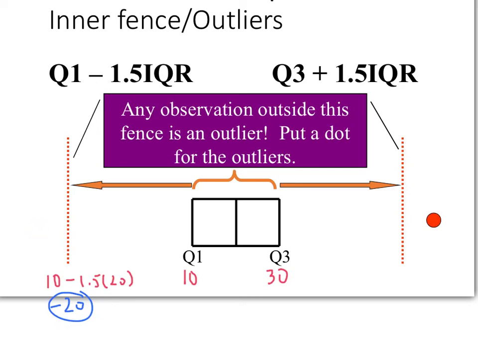And in the same fashion, I'm going to find the right-hand side fence using quartile 3 plus 1.5 times the IQR. So performing that calculation, 30 plus 1.5 times 20, I get 60. So any value greater than 60 would be represented with a dot, such as this one over here, as an outlier. And then my whiskers for my box plot would extend to the greatest value that is not an outlier, and on this side, the least value that's not an outlier.